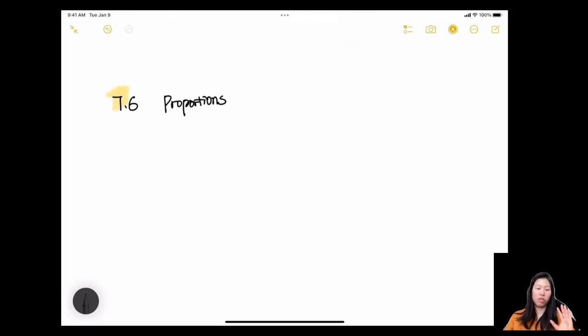Okay, so for 7.6, practice is about proportions. For example, we have 10 over a equals 6 over 8. Now we want to solve for a. What you would do is you cross multiply them.